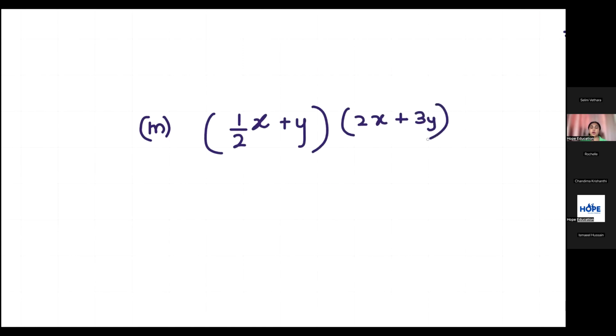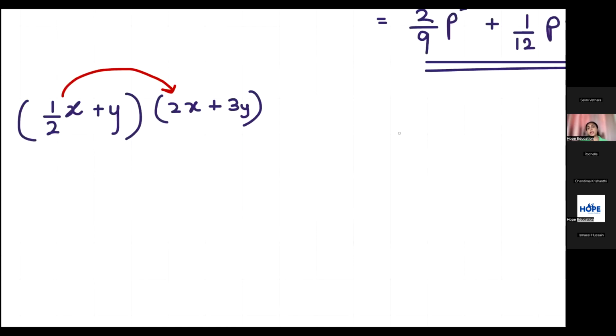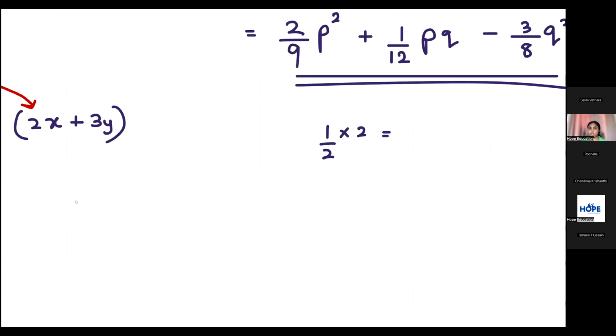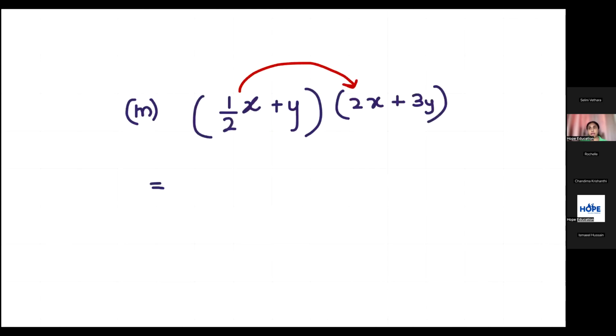Okay, we'll see. 1 over 2x multiplied by 2x. First we multiply the numbers: 1 over 2 multiplied by 2. We can see here 2 gets cancelled off, so we get 1. Then x times x is x squared. Plus times plus is plus. You can just leave it as x squared, no need to write the 1.